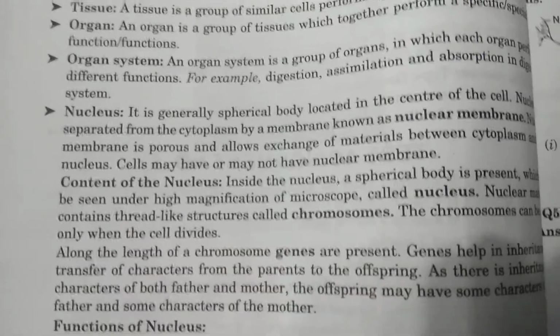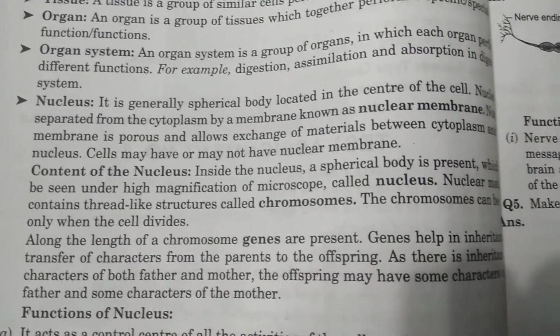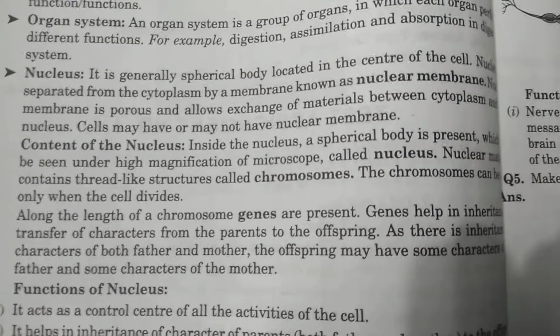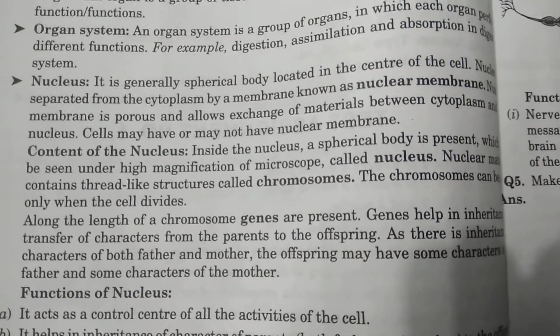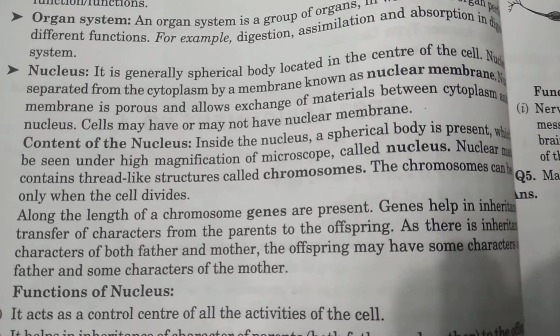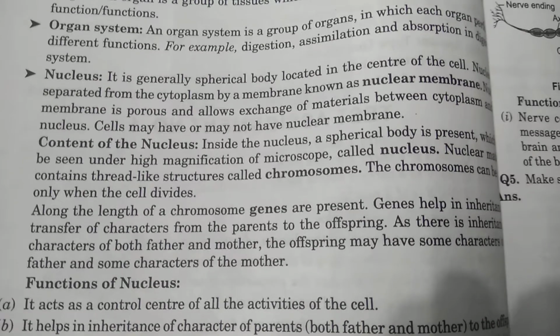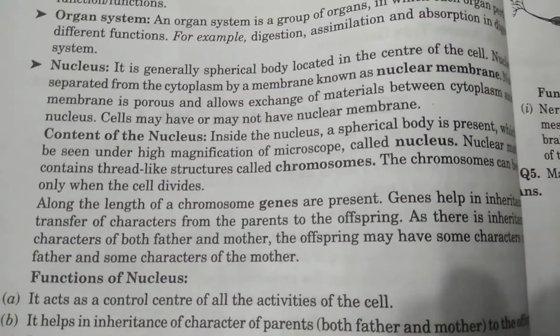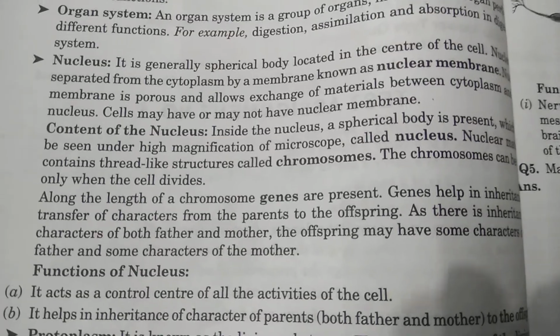Organ systems. An organ system is a group of organs in which each organ performs different functions. For example, digestion, assimilation and absorption in the digestive system. Assimilation means absorbing the nutrients.